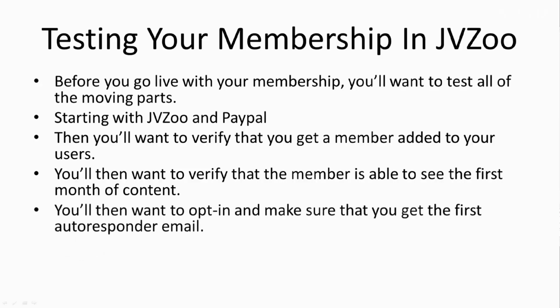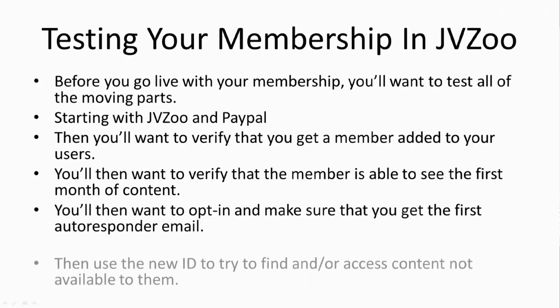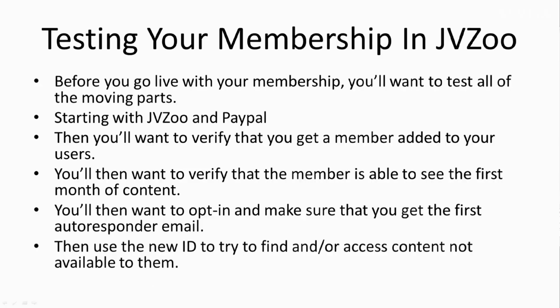You'll then want to opt into your list and make sure you get the first autoresponder email, because that's going to be a good indication that you're going to get the other one in 30 days. Then use your new ID to try to find or access content that's not available to you. If you're using that new ID and you can't get to the other content, or you're blocked, or you can't find it for some reason, that means your customer will not be able to share your content without having paid for it.